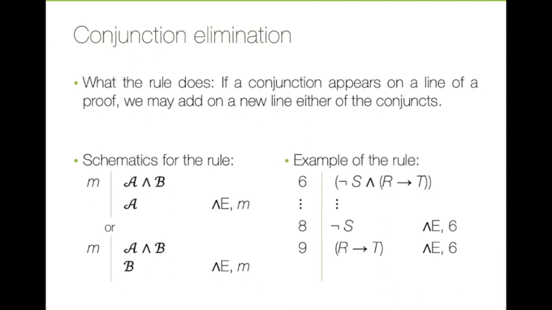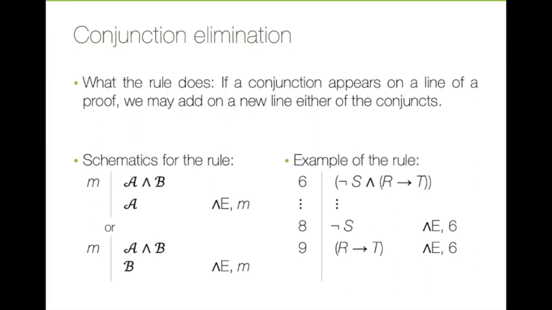So we just saw the introduction rule for conjunction, and now we're going to look at the elimination rule for conjunction. That rule tells us that if a conjunction appears on a line of a proof, we may add on a new line either of the conjuncts. So for conjunction elimination, we actually have two simple schematics. The first shows that if we have a sentence A and B on line M, we can add the sentence A, one of the conjuncts, as a separate sentence on a new line. And we can justify that rule with conjunction elimination, the abbreviation &E, and the line number M on which the conjunction appeared.